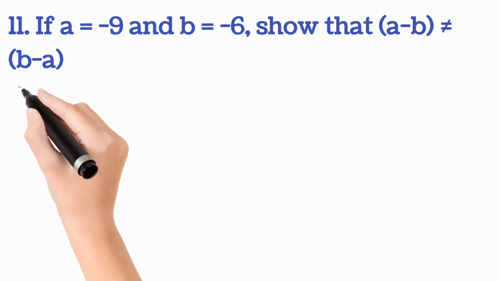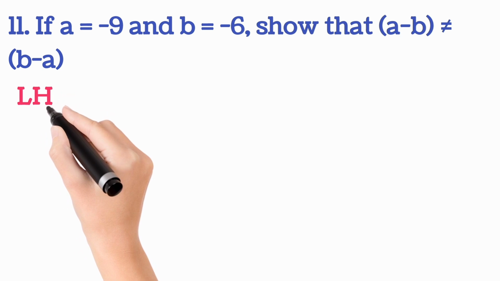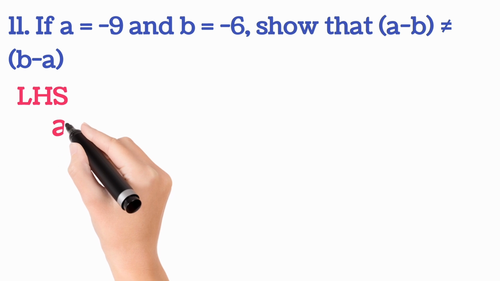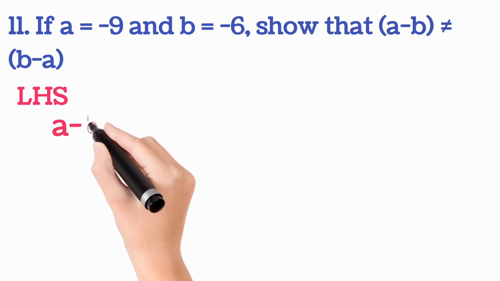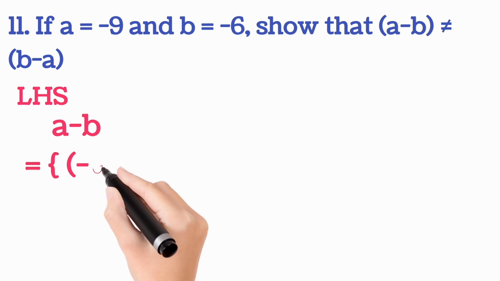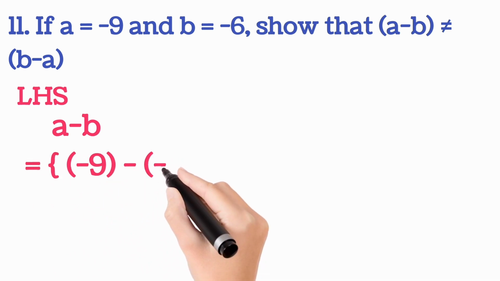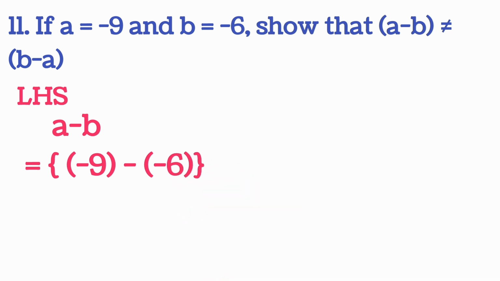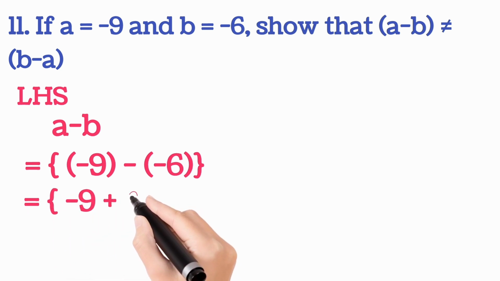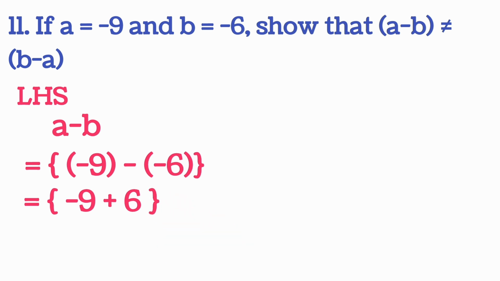Okay, so first we will find the left hand side. Which is our left hand side? A minus B. So we will write A minus B. Now put the value of A and B. The value of A is minus 9 and B equals minus 6. So let's start: second bracket, then minus 9 keep inside the first bracket, minus the value of B is minus 6, that you also keep in the first bracket. Now remove the first bracket: minus 9 minus minus plus 6, second bracket close.